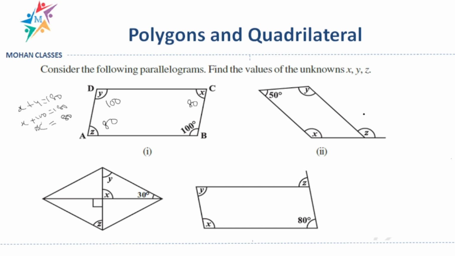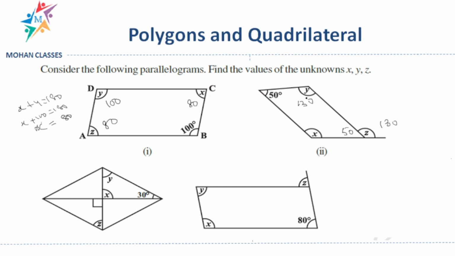Opposite angles are equal. If it is 50, it is also 50. If it is 50, what about this angle? 130, right? So if it is 50, it will be 130. The sum of the adjacent angles is 180.